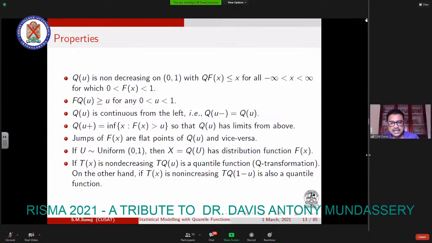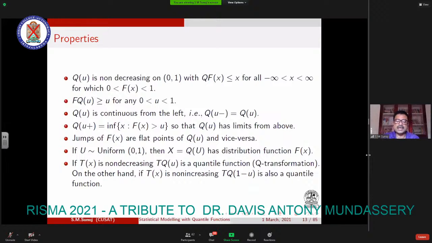The distribution function is right continuous, whereas the quantile function is left continuous. Q(U+) is the infimum of x such that F(x) is greater than U, so that Q(U) has limits from above. So that is also possible. Then gaps of F(x) are flat points of Q(U) and vice versa. If U is uniform, then X equal to Q(U) has a distribution function F(x). Now, another interesting property is if T(x) is non-decreasing, then T(Q(U)) is a quantile function.